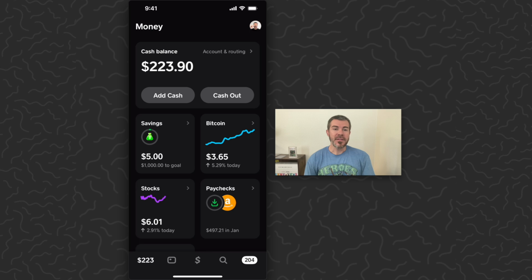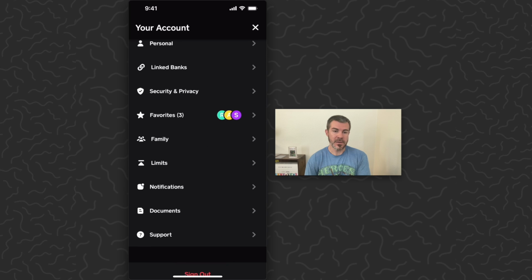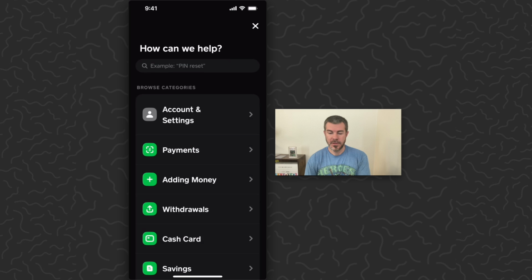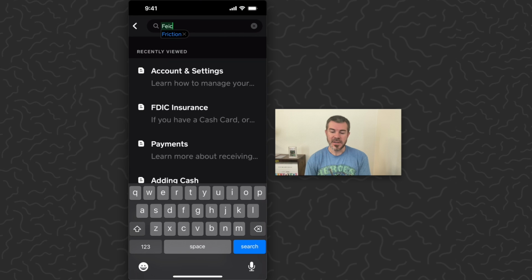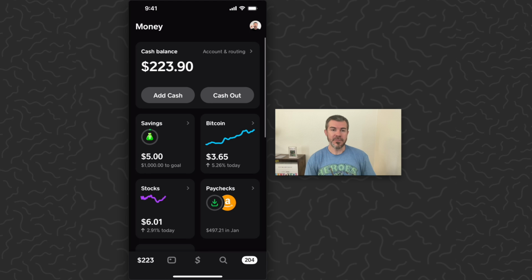Now the other big thing that we need to understand, tap on this icon in the top right corner again, tap on support. I'm going to search FDIC. So FDIC Insurance, basically your Cash App account is the same as a bank account. It's insured up to $250,000. And you can read all of that information right here if you need to. Close all of that out.